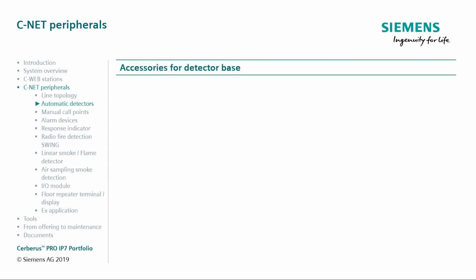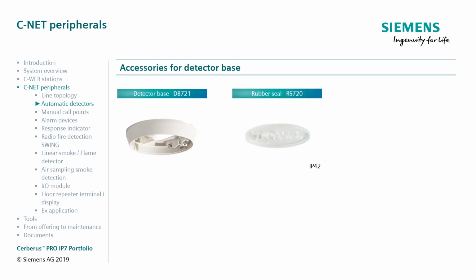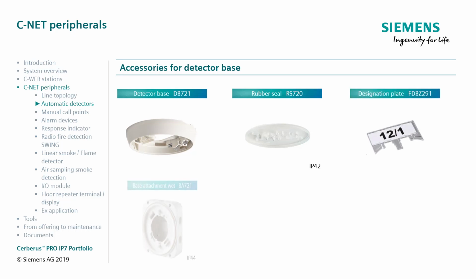Here is an overview of accessories for detectors. The detector base can be used on all Cerberus PRO point detectors. The detector base seal is used for installing detectors in humid rooms. It has an IP42 protection category. The designation plate is used to identify the device address.